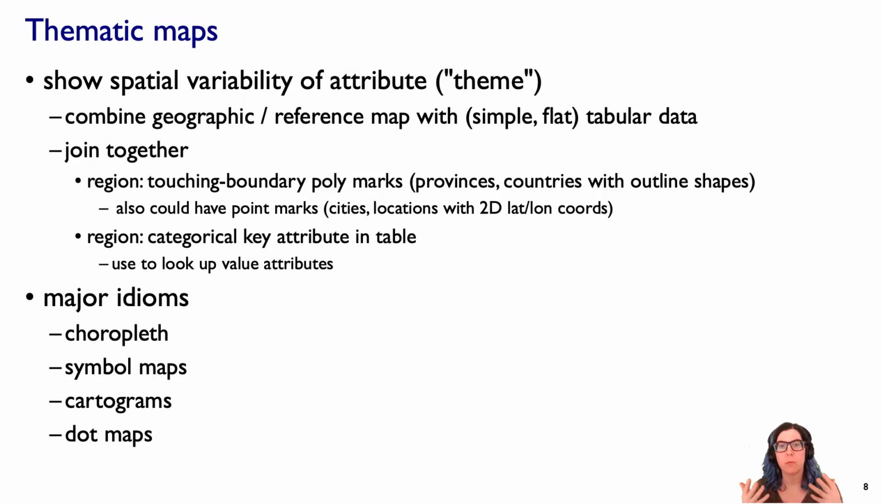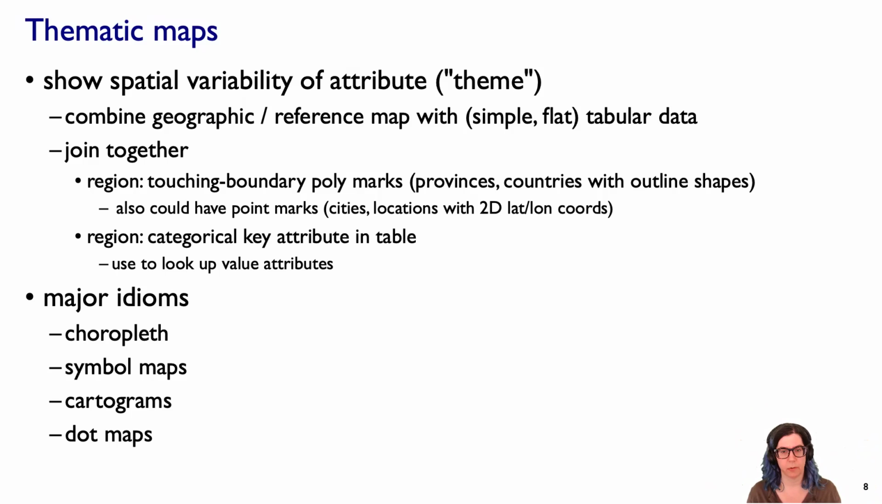But then in addition, we have a table of data where for every one of those regions where we have a geographic boundary, we also use that region ID as a categorical key in a table, and we look up some value. So those value attributes are indexed according to region treated as a categorical key attribute, in addition to a region being represented by a complex boundary that forms a polymark. Now, there are a lot of standard ways to show maps, and the ones I'm going to talk about in detail today are choropleth, symbol maps, cartograms, and dot maps.